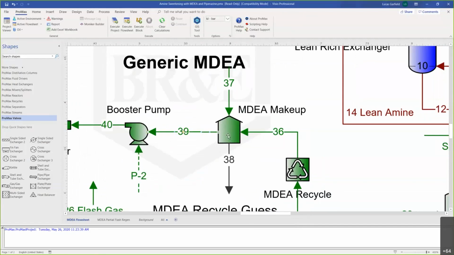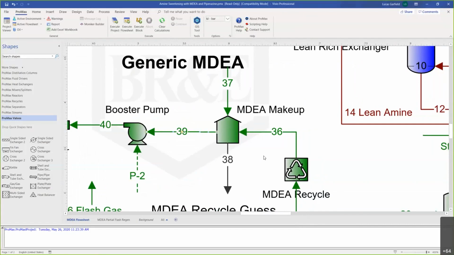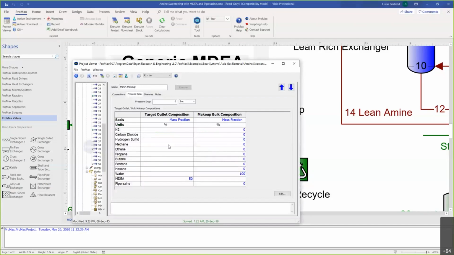And then what the makeup block is going to do is it's going to look at what's coming in, and it's going to look at what needs to come out. And if the flow rate of what's coming in is greater than what should come out, it's going to blow down, it's going to purge. If the flow rate of what's coming in is not high enough, it's going to add makeup. And then also it's going to control the composition. So it's going to add amine if it needs to, to make sure that we hit that target outlet composition that we discussed before.